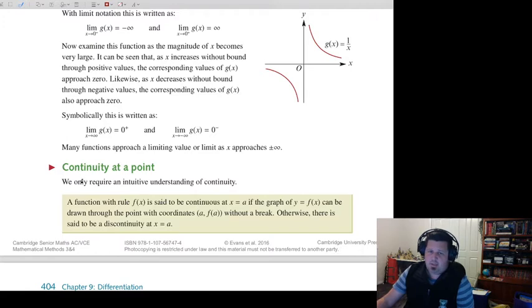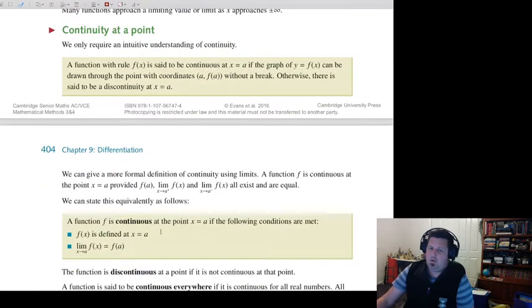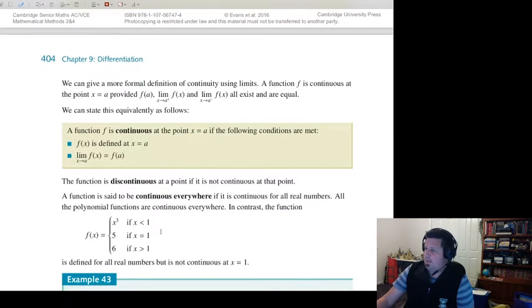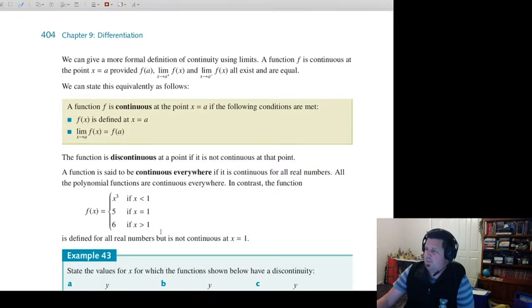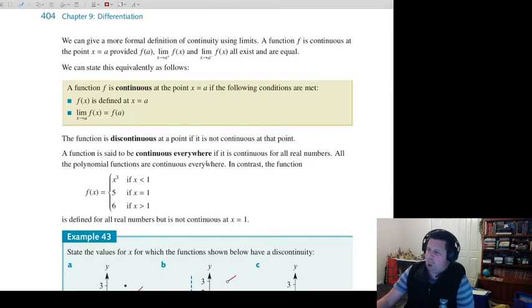Essentially, they can ask you about continuity at a point. And it says a function with the rule f of x is said to be continuous at x equals a if the graph of y equals f of x can be drawn through the point with coordinates a, f of a without a break. Otherwise, there is said to be a discontinuity at x equals a. Cool. Also, it talks about function f being continuous at the point x equals a if the following conditions are met, which they've listed there. It says a function is discontinuous at a point if it is not continuous at that point.